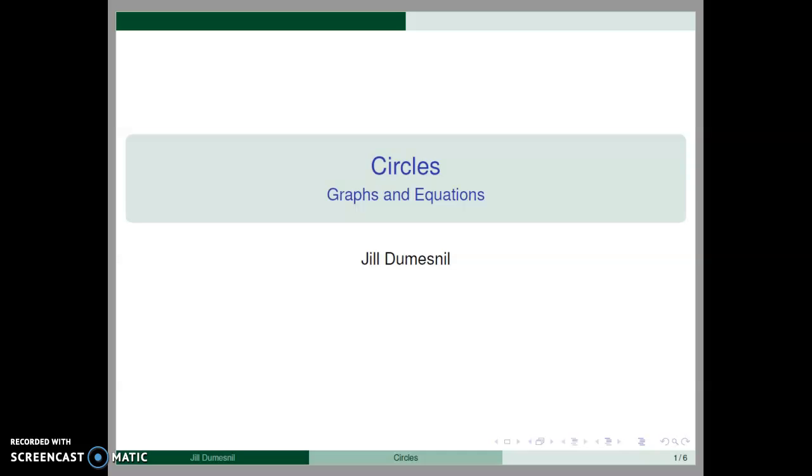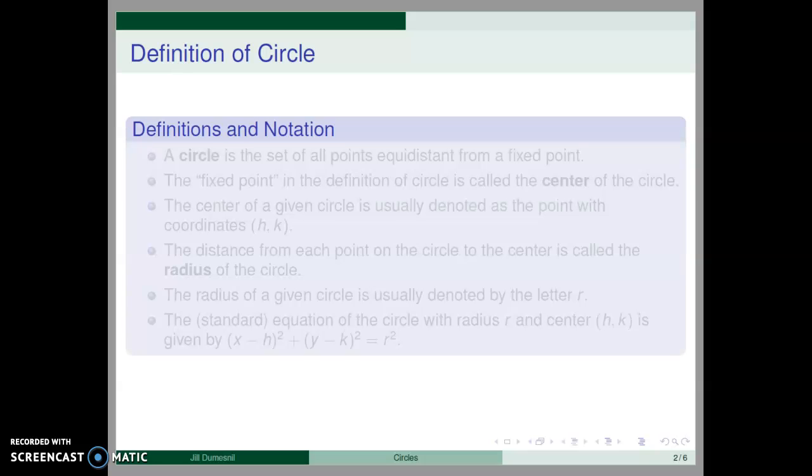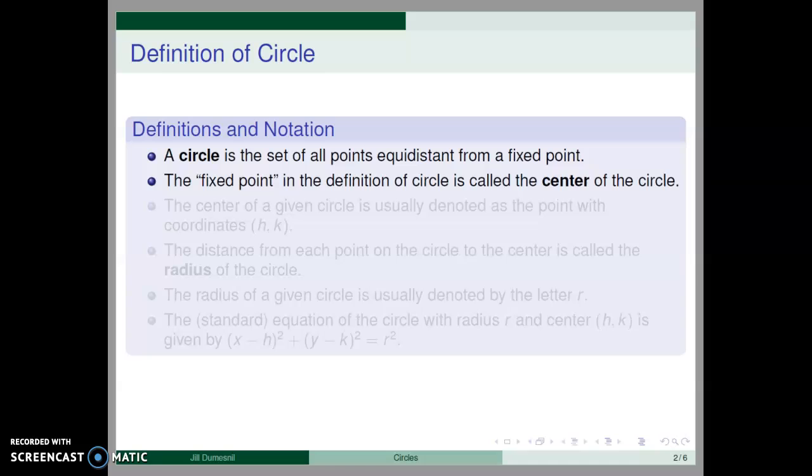Today, let's consider the graphs and equations of circles. We will start with the mathematical definition of a circle. A circle is the set of all points equidistant from a fixed point. This fixed point is called the center of the circle. The center of the circle is usually denoted as the point with coordinates (h, k).